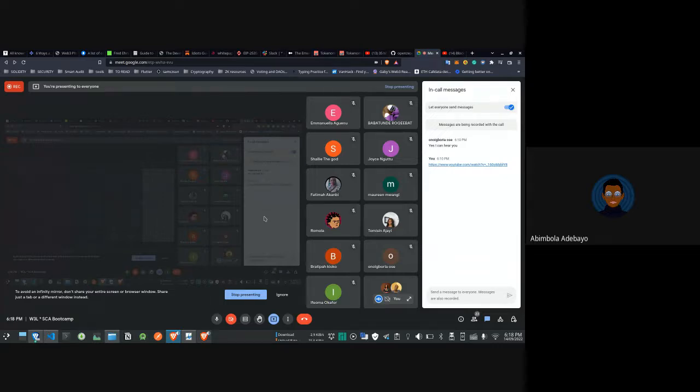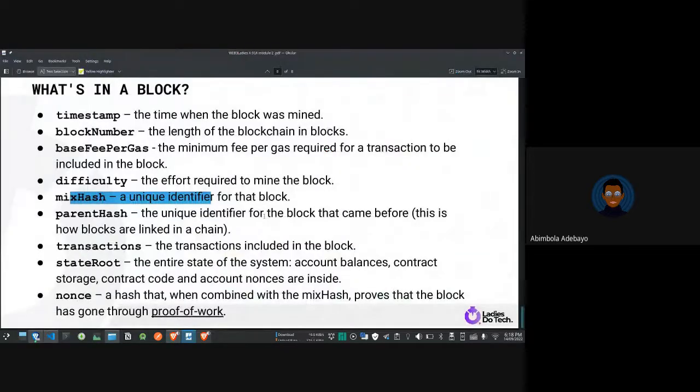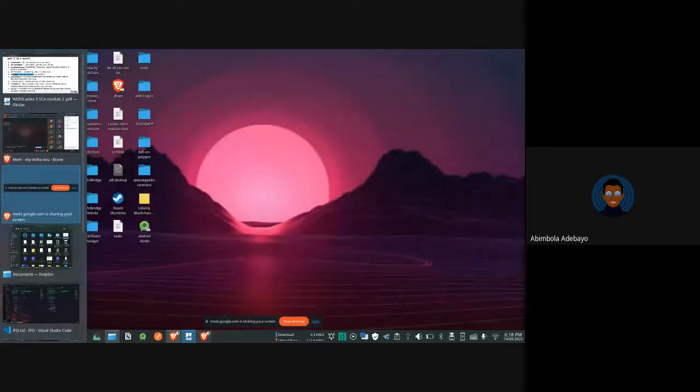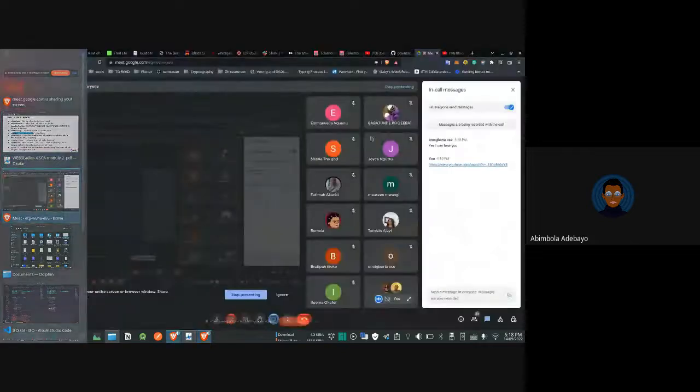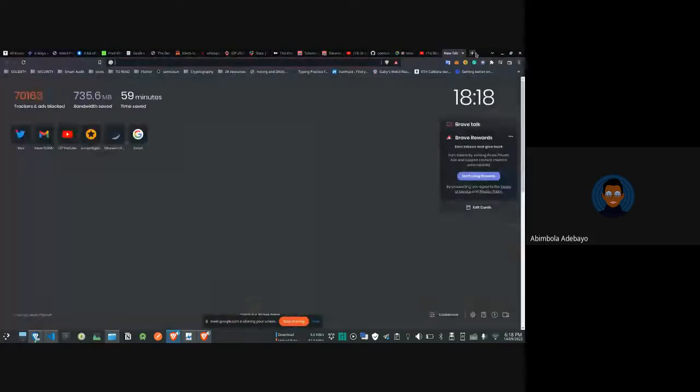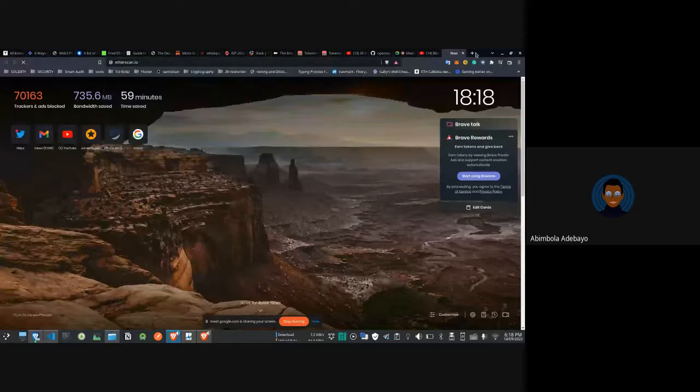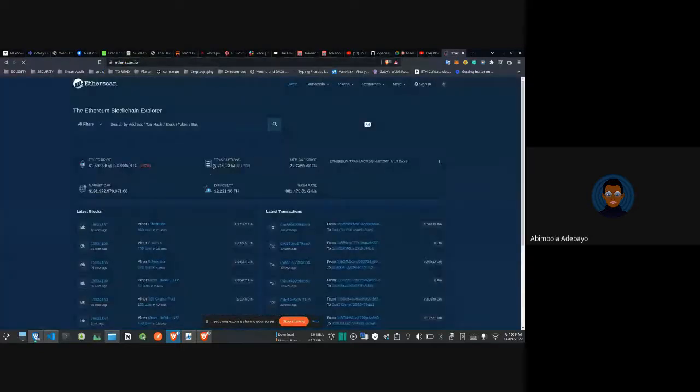Okay, so basically, let's look at it directly from Etherscan so that you can see how it is being implemented in real life. Etherscan, we've covered block explorer before. Etherscan is a block explorer. So let's look at these latest blocks. Let's look at the one that was mined 10 seconds ago.